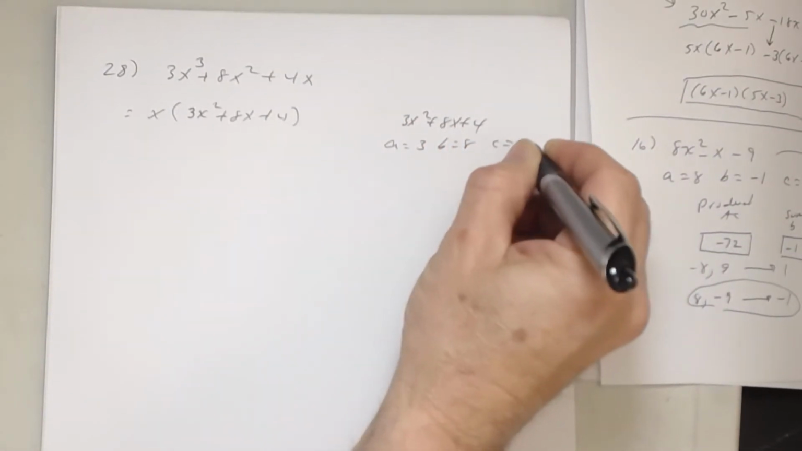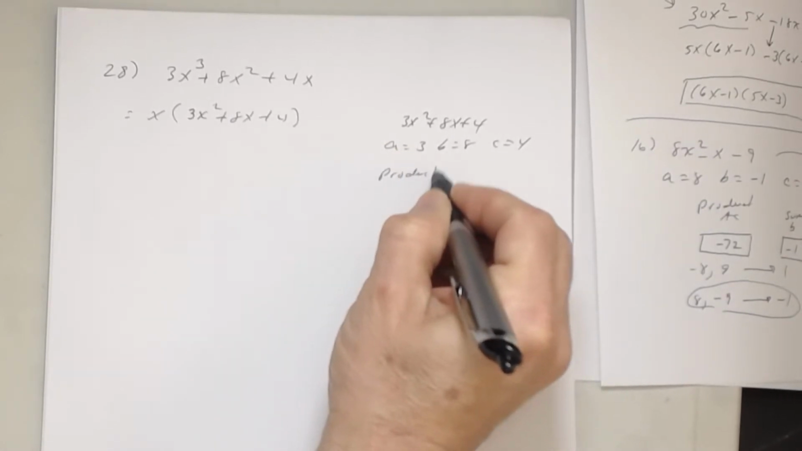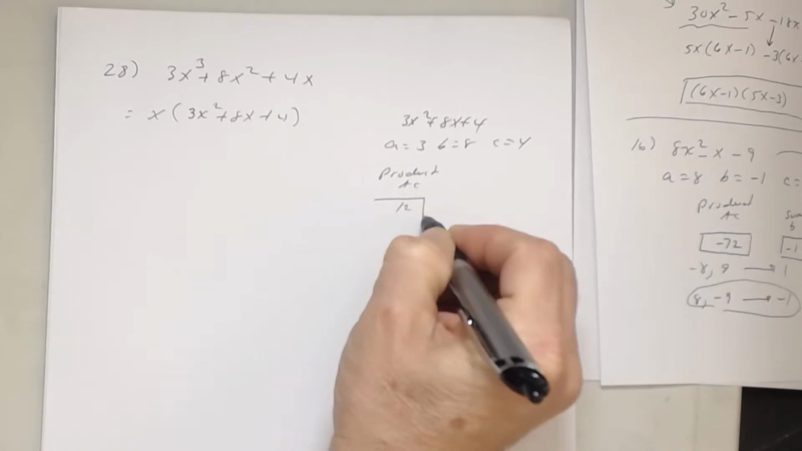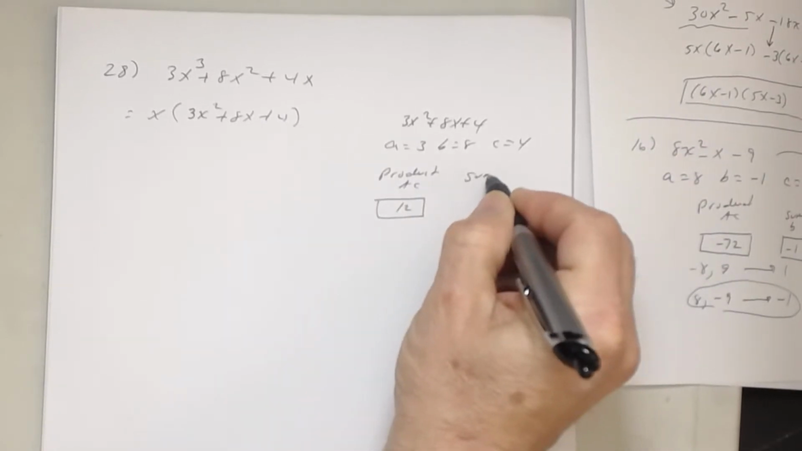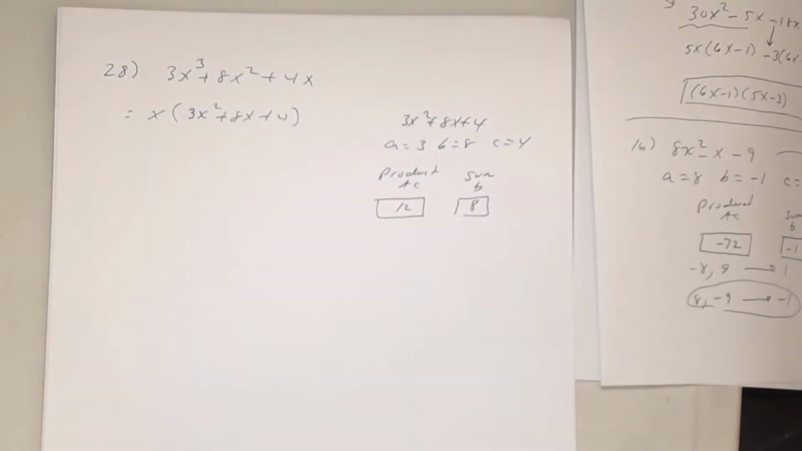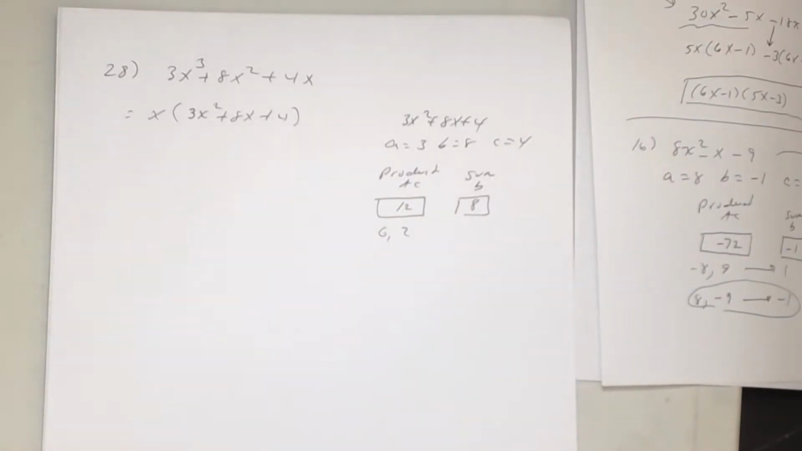Okay, what's A? What's B? And what's C? 4. All right, so product needs to be AC. And what's AC? 12. Okay. And the sum has to be B, which is 8. So that's it. That's not a difficult one. So give me two numbers. This product is 12. Sum is 8. 6 and 2. Positive 6 and a positive 2. Don't say negative 6, negative 2. You might say, well, product's positive, but what's the sum?